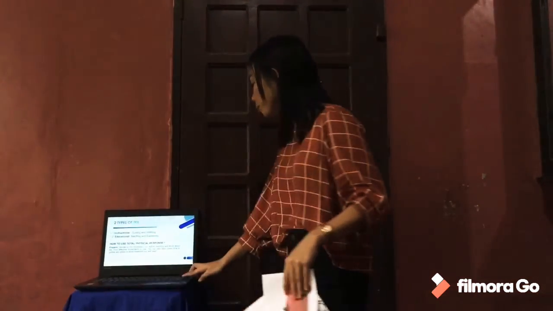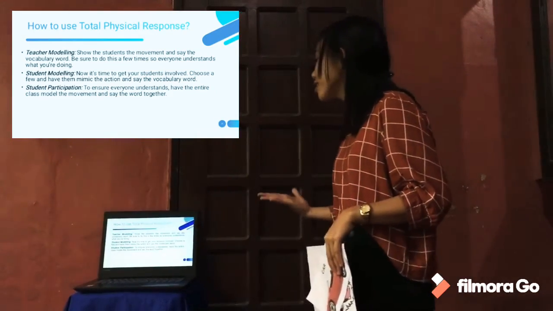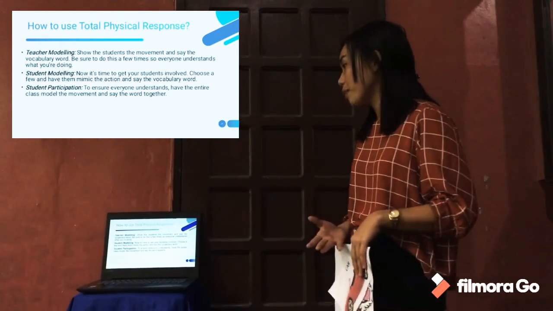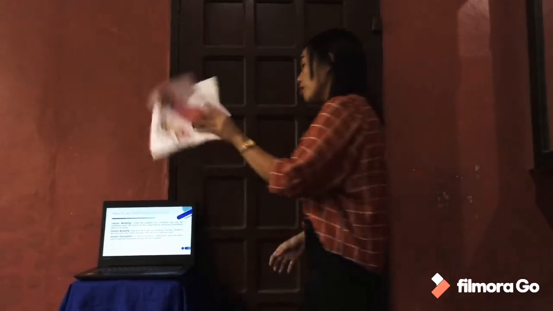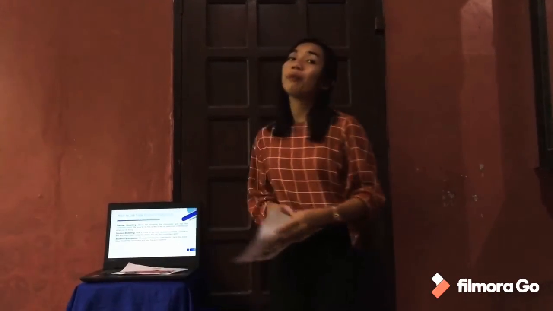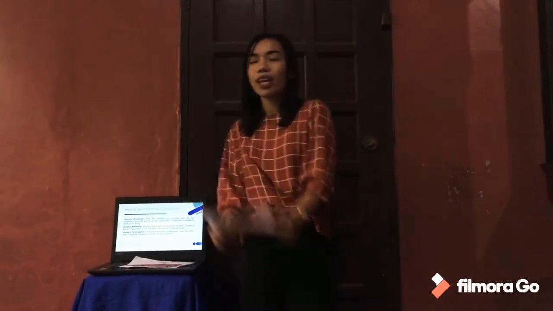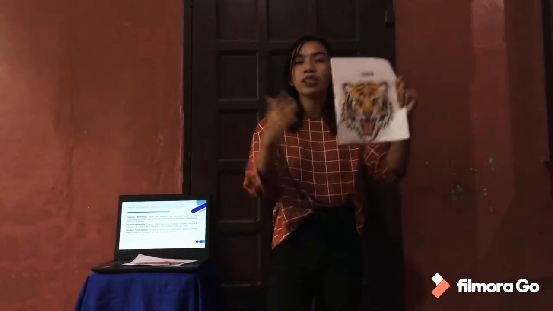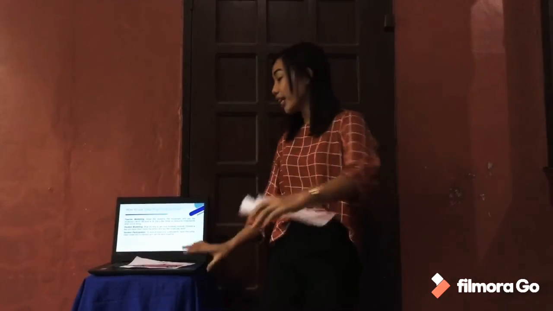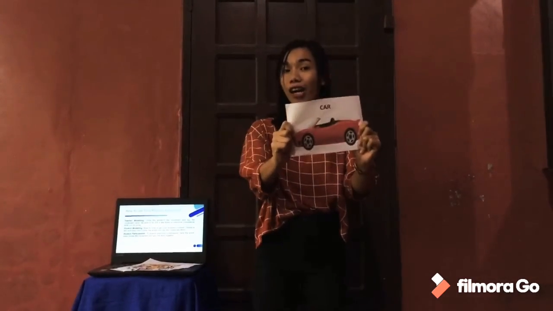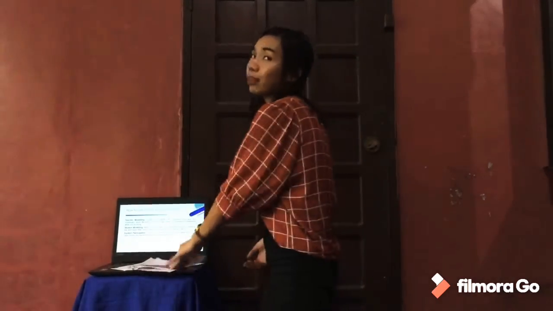For step 2, it is the teacher modeling. Show the students the movement and say the vocabulary word. Be sure to do this a few times so everyone understands what you are doing. So for example, you will be the one who will demonstrate it first to your students, and after that your students do it. So, I will introduce to them the tiger. I am a tiger. The second one is a car. Drive a car. And after that, I will let my students do it.